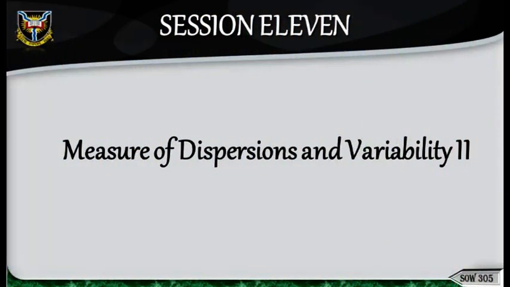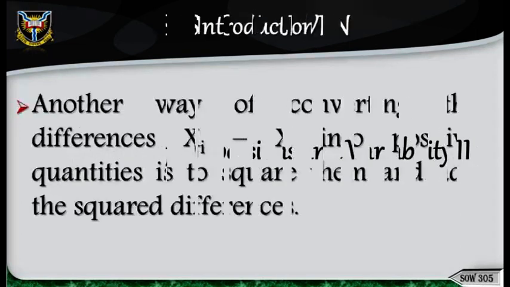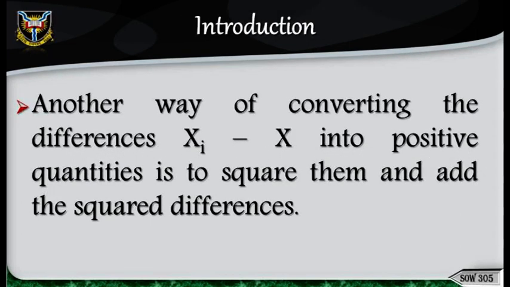Welcome to SO 305, Lecture 11, Measures of Dispersion and Variability 2. Introduction. In the discussion of the mean deviation, we considered the differences of x_i minus x bar.